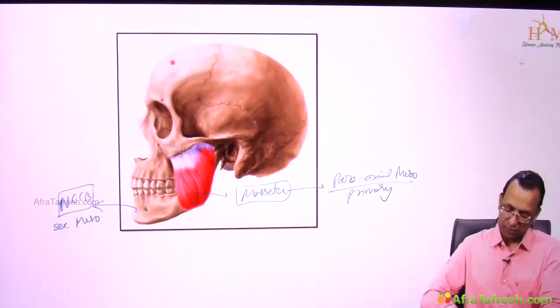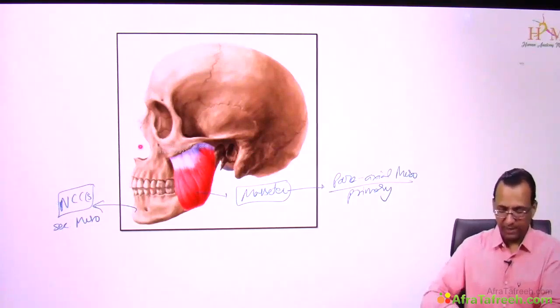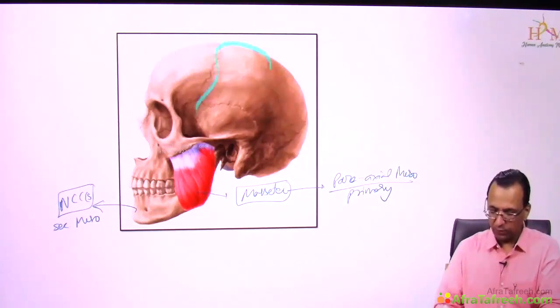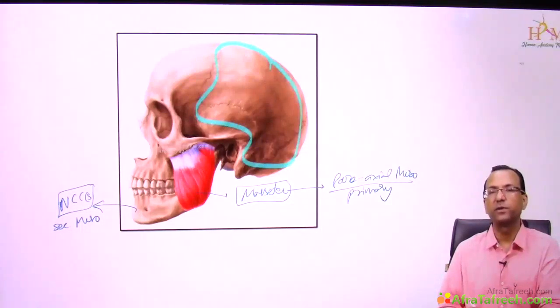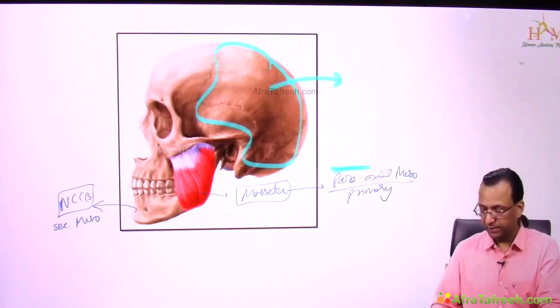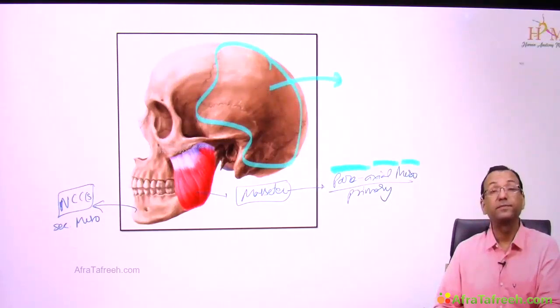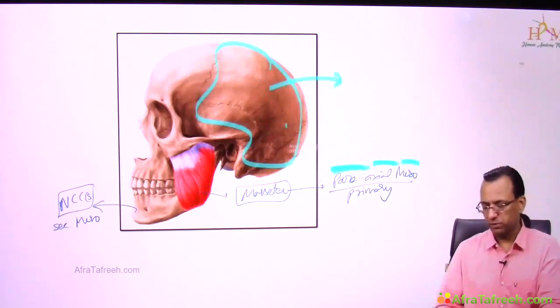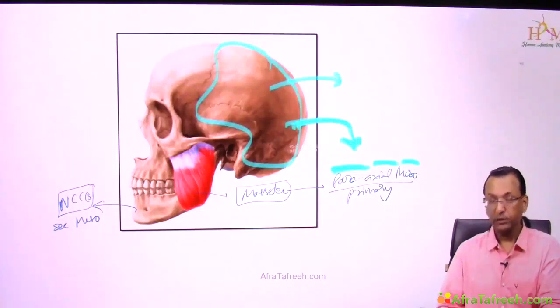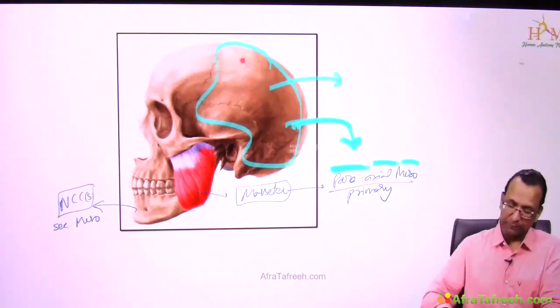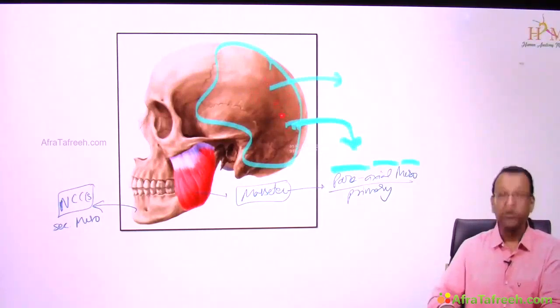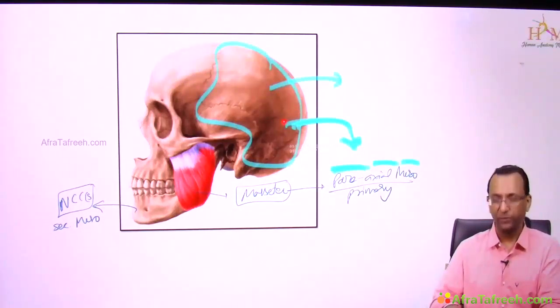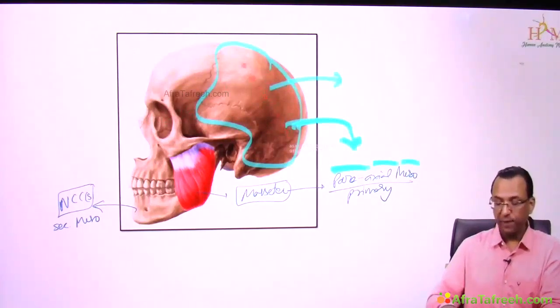Most of the skull bones are from neural crest cells, but not the posterior part. Where is the posterior part of the skull from? Actually, that is primary mesoderm. Posteriorly, especially the occipital bone and also part of the parietal bone, because neural crest cells are anterolateral only, not posterior. Posteriorly it is primary mesoderm.